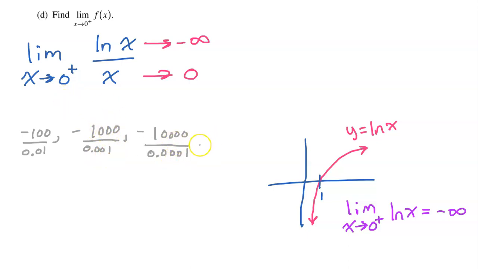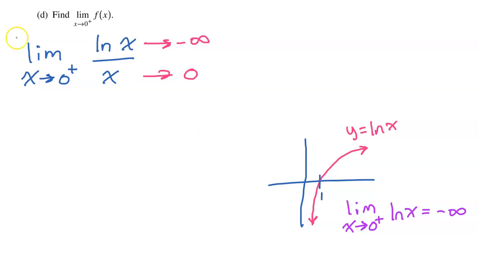So this fraction is approaching negative infinity. So we can say that the overall limit as x approaches 0 from the right is negative infinity. Or I like to just say that the limit does not exist.